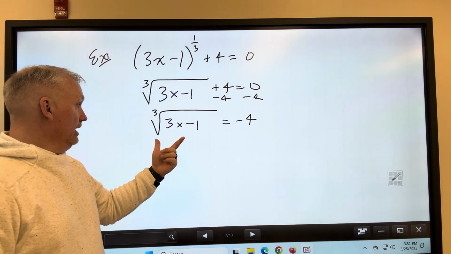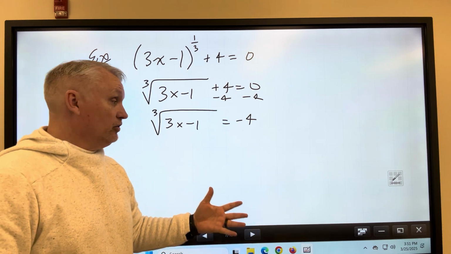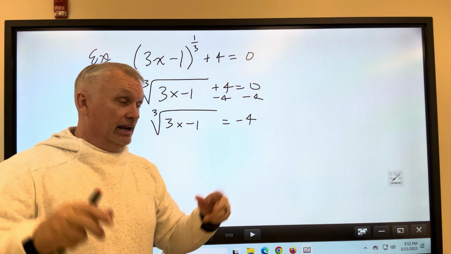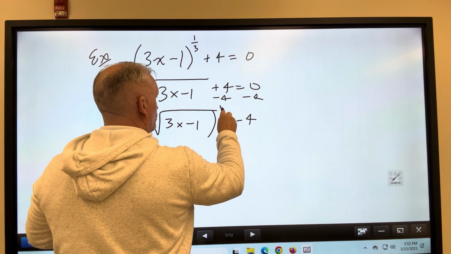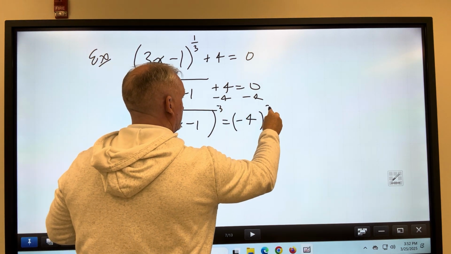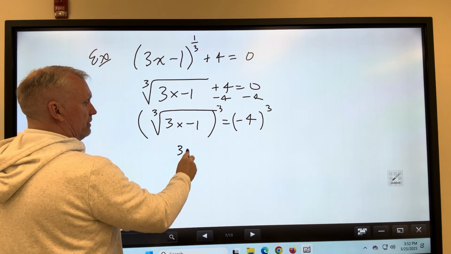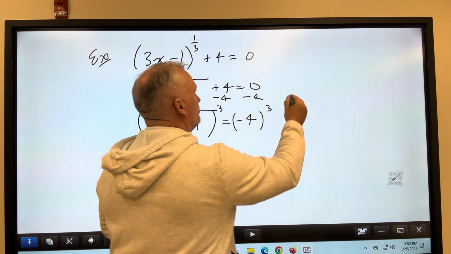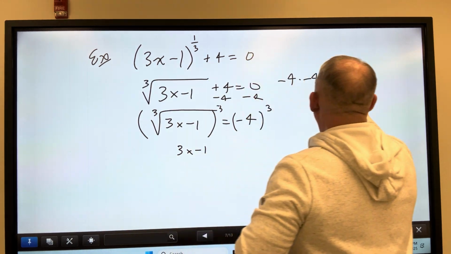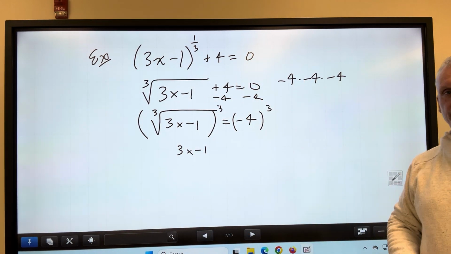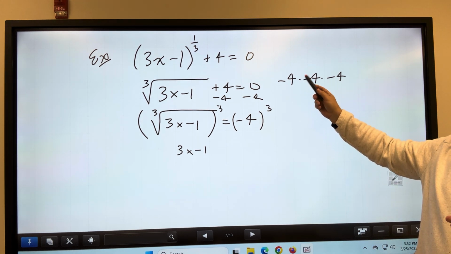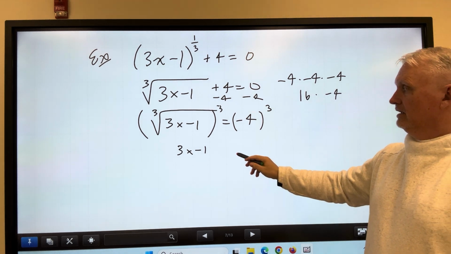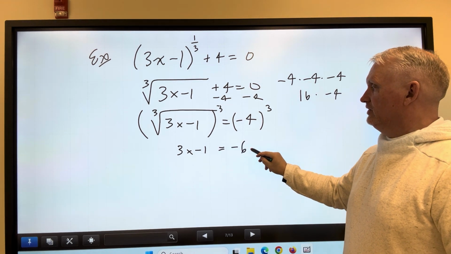Now, all these examples so far have been all squares, but now I got a cube. You got to match it. So I got to cube both sides. Well, this goes away, 3x minus 1. Perfect, that's exactly what I wanted. This is negative 4 times negative 4 times negative 4. Well, negative 4 and negative 4 is positive 16. Positive 16 times negative 4 is negative 64.